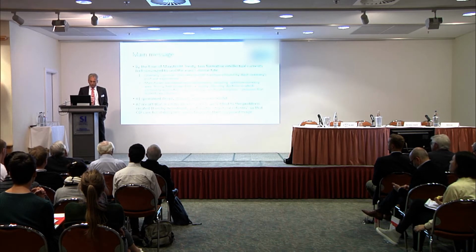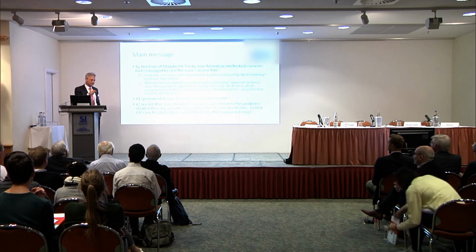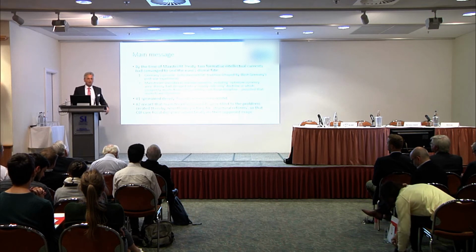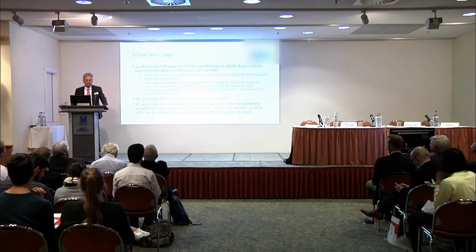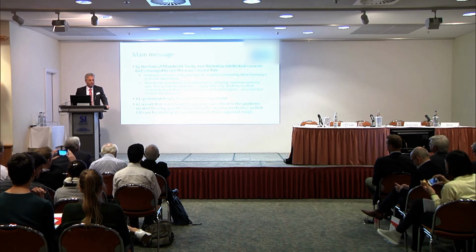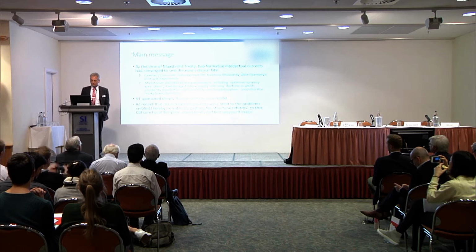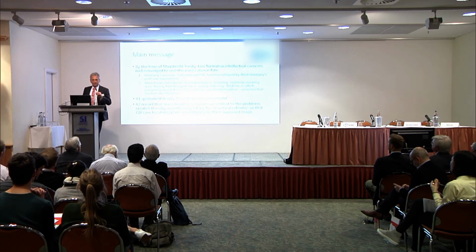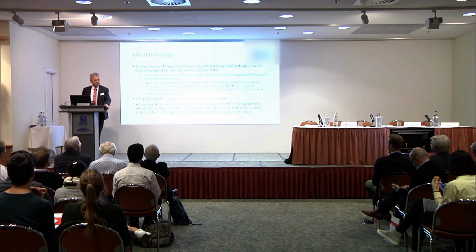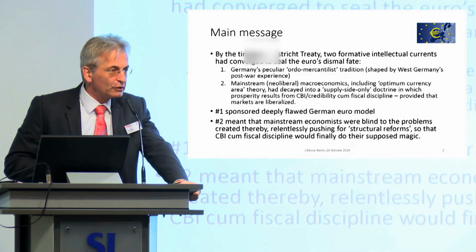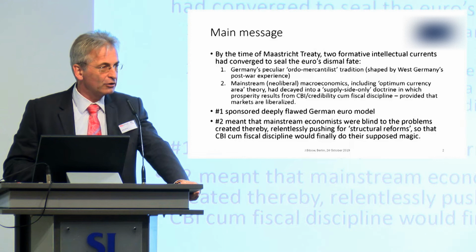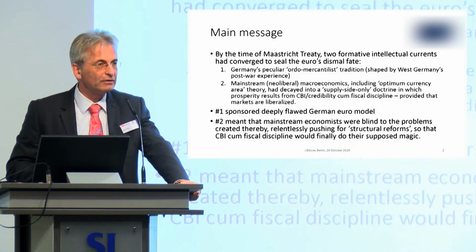So the main point I'm going to highlight today is that the euro, the Maastricht Treaty, is very much a product of its time. It marked the convergence of, on the one hand, Germany's peculiar ordoliberalism, which I think might be more fairly called ordo-mercantilism, and on the other hand, the influence of Anglo-Saxon neoliberalism, and how that shaped mainstream macroeconomics. So the first current gave us the euro model, which is the German model, and the second current meant that mainstream macroeconomists didn't quite see much of a problem with it.